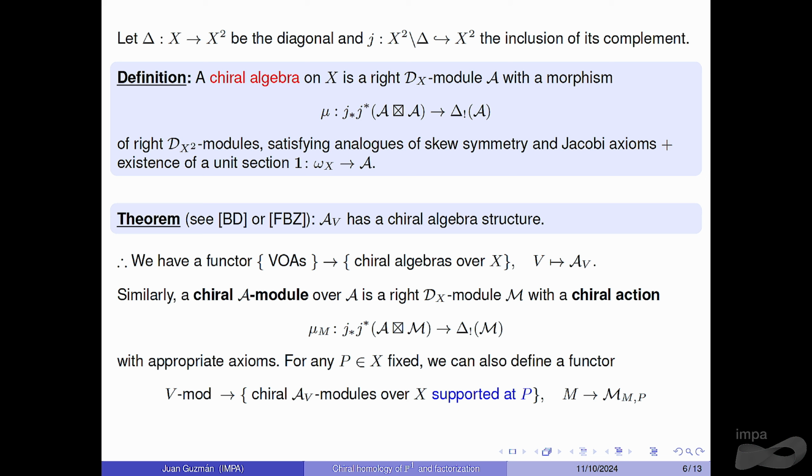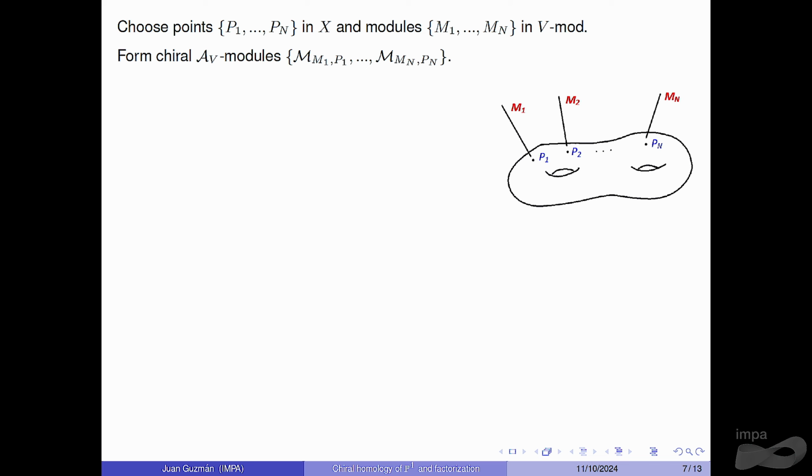And the question is, for chiral algebras and chiral modules, you have a way to act with the chiral algebra on the chiral modules. How does this relate with the original actions of the VOA and the modules themselves? This is very nice because we can see how the geometry comes into play with these actions. So now we're going to fix a certain amount of points and a certain amount of modules, and we're going to form these chiral modules inserted at the points. And now the question is, how do we translate the action of the chiral algebra itself on these chiral modules as something on the modules themselves?